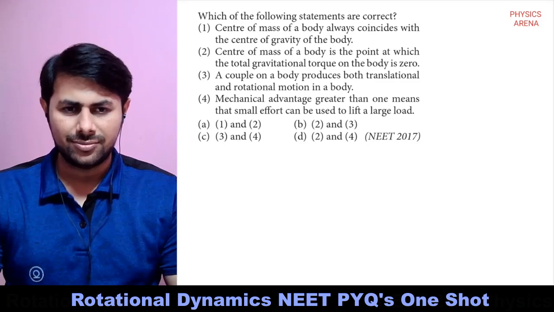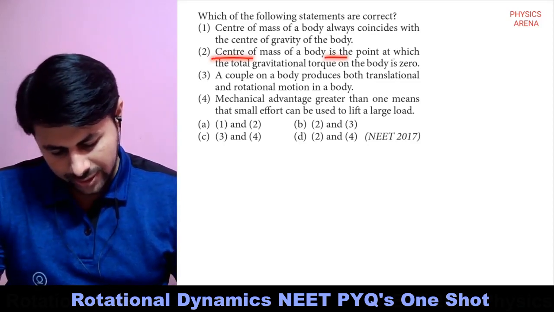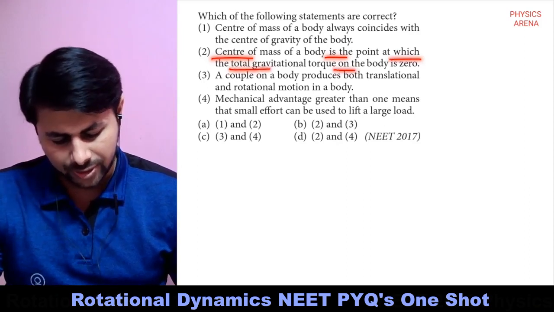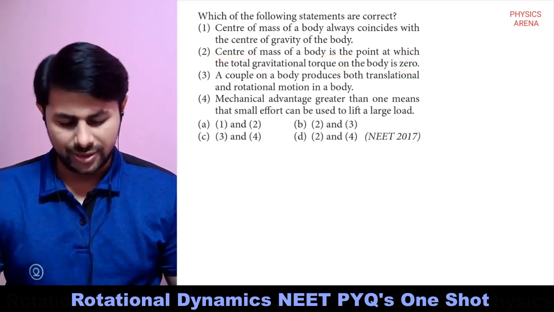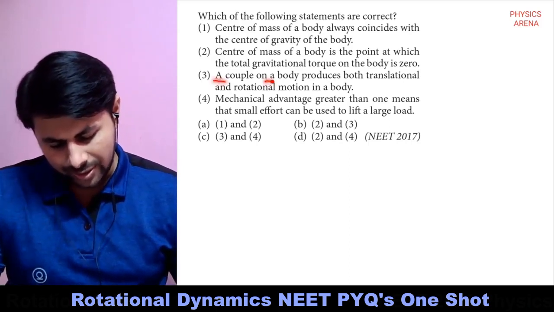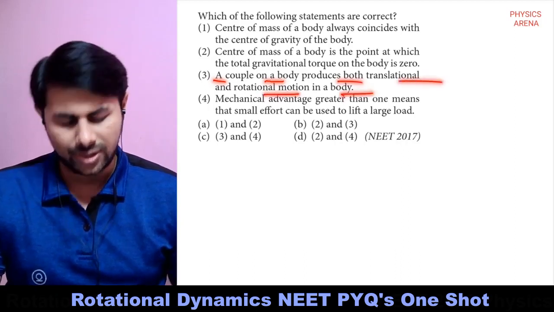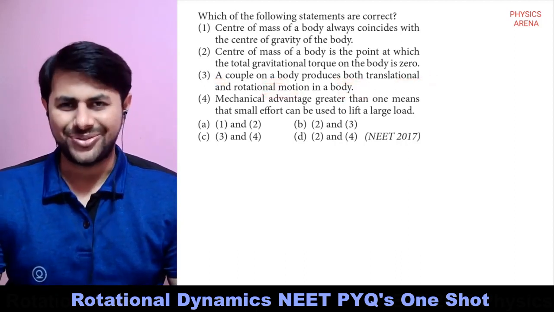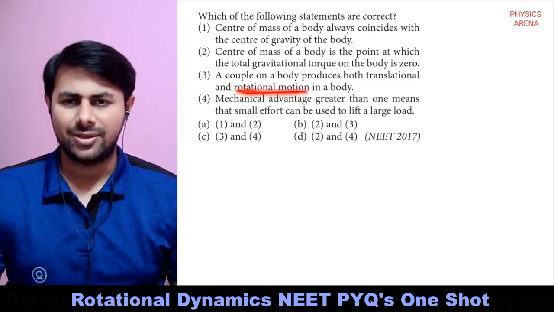Is it true? No. Good. Center of mass of a body is a point at which the total gravitational torque of the body is zero. It's not true. It is the center of gravity. Right. Next one, a couple on a body produces both translational and rotational motion in the body. Not true. Okay, it produces only the rotational effect.